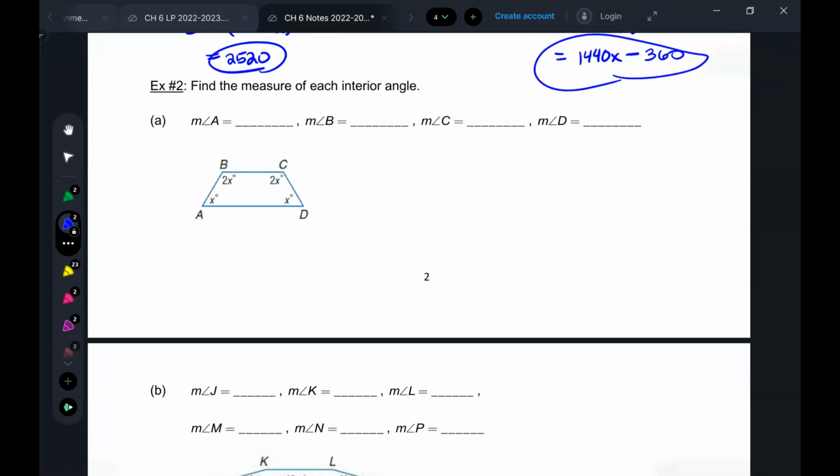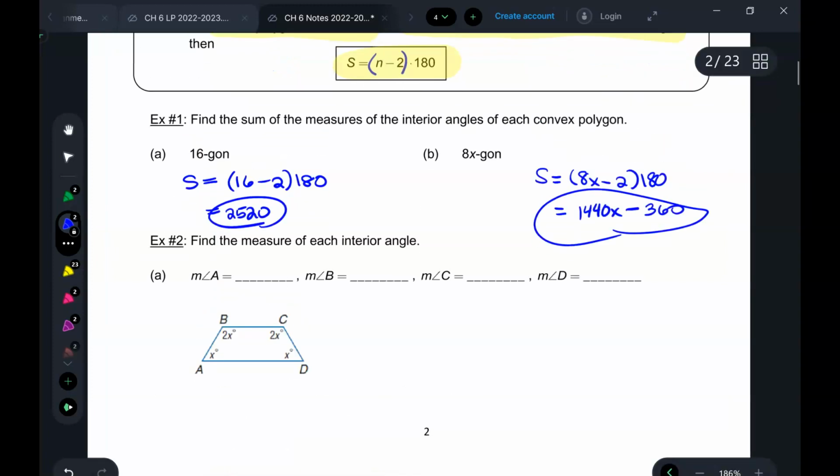Wait, can you scroll up a little bit? Oh, sure. Did I go too fast? No. Yeah, that's all you have to write. All of these are finding the sum.